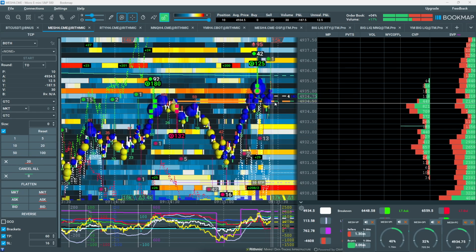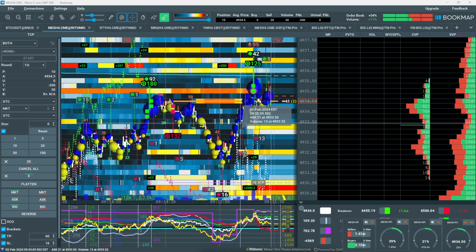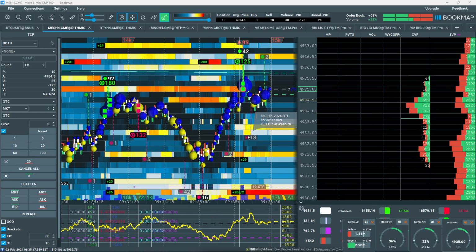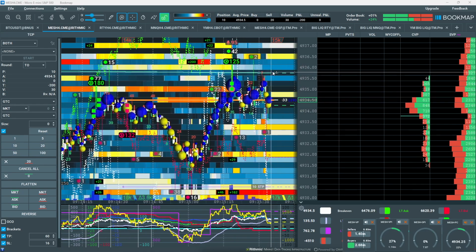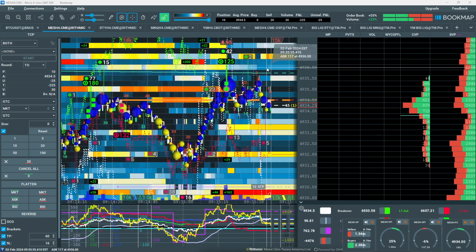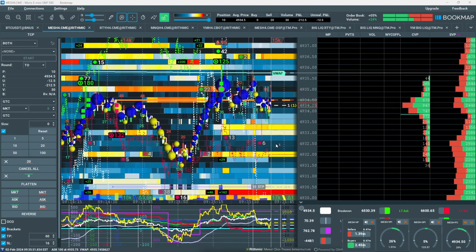Now we're back up at VWAP. Let's see if we could get some more buying. This buying here was kind of weak. You see how those bubbles are kind of small. Now we got the big buyer right there. Let's see if we could push out above 49.36 above VWAP.